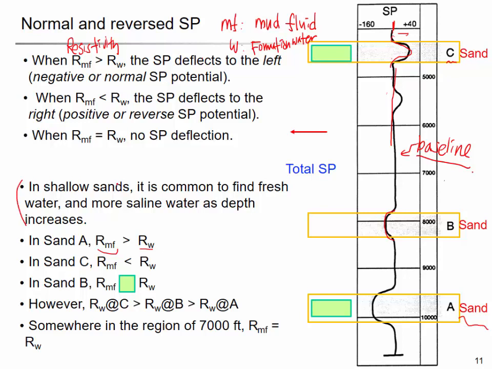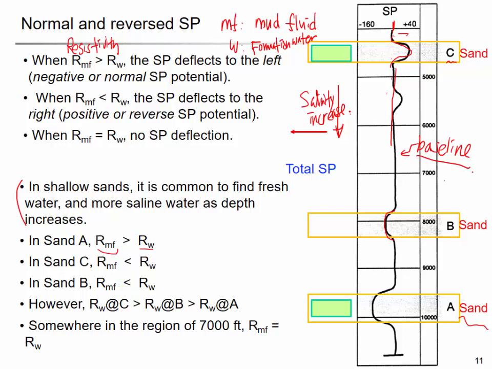Actually, in shallow sand, it's common to find fresh water, and more saline water as depth increases. So as you go deep, the salinity will increase. Naturally, this is the common case in most cases. What about in sand B? You have a deflection. This is a normal SP response, but its magnitude is less than sand C. So we can expect the salinity of this water is a little bit less than this one. It may be more diluted than the water in the deeper region.